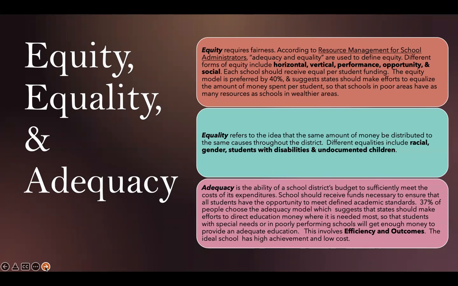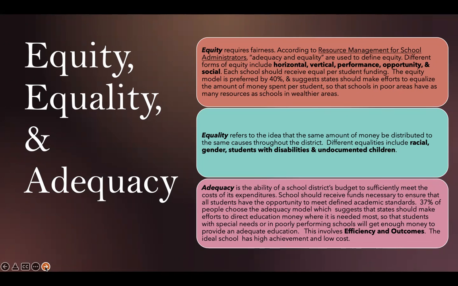Finally, we have our adequacy, and this is the ability of a school district's budget to sufficiently meet the cost of its expenditures. Schools should receive funds necessary to ensure that all students have the opportunity to meet defined academic standards. 37% of the people chose the adequacy model, which suggests that states should make efforts to direct education money where it's needed most, so students with special needs or in poorly performing schools will get enough money to provide an adequate education.